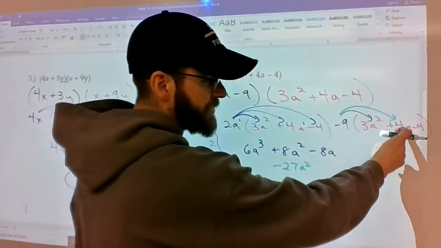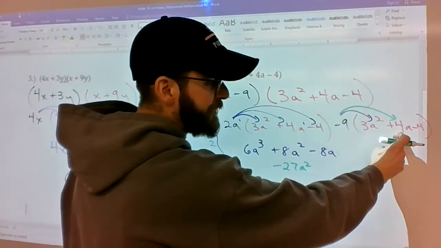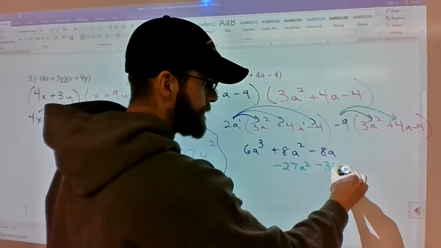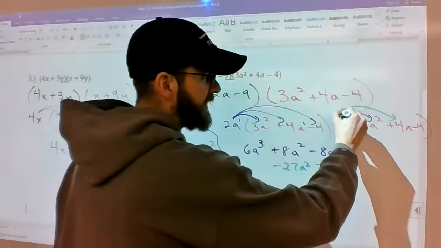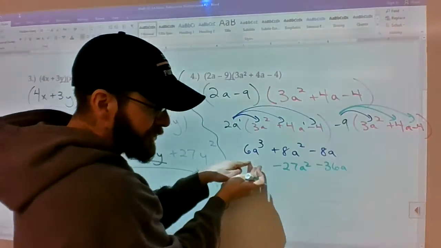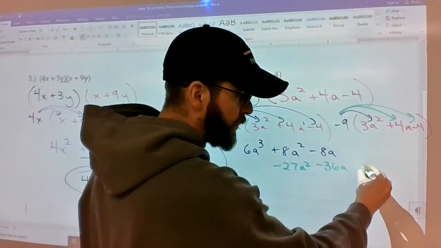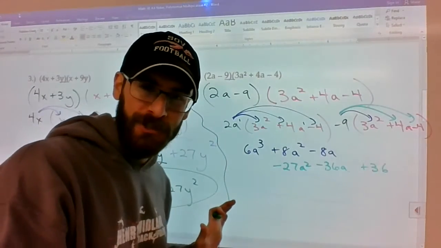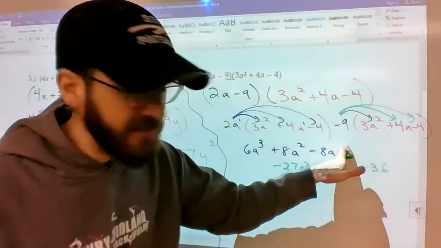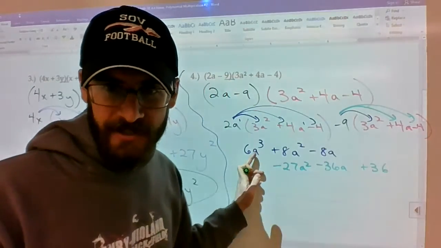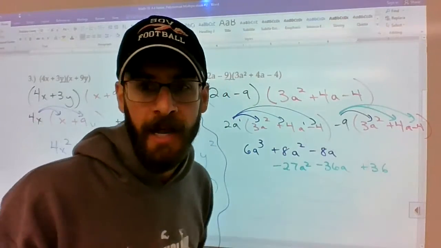Negative 27a squared is negative 9 times 3a squared. Negative 9 times positive 4 is negative 36a. It matches up with this one. Okay? And then negative 9 times negative 4 is going to be positive 36. Now there's no constant term, so I'm going to create a new column. All right. So hopefully that's not super confusing to you guys. I basically just said instead of writing it over here, I stacked it underneath the places where I knew that they could actually combine in the end.